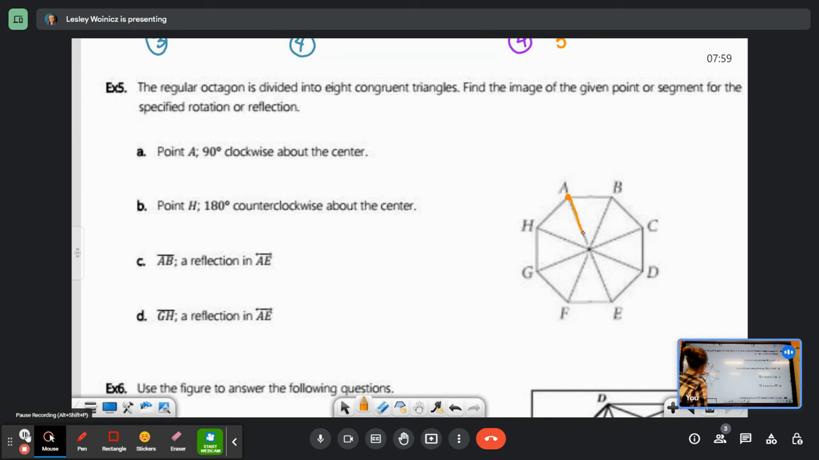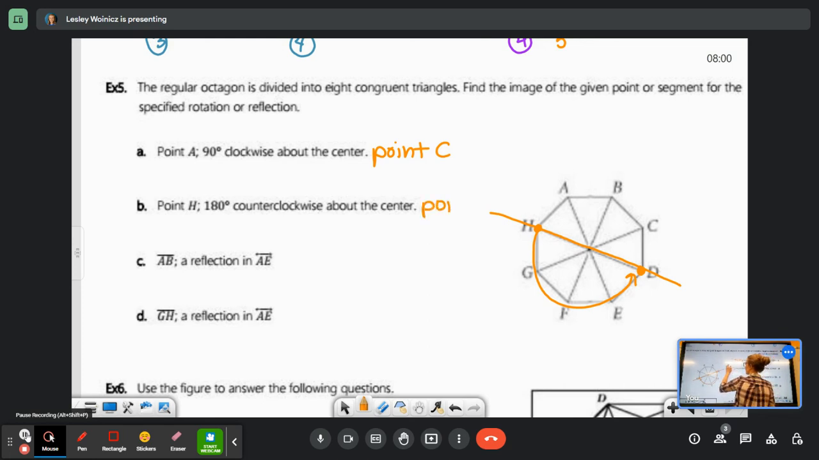So if I make a 90-degree angle and rotate it clockwise, I'm going to land on point C. Okay, next I'm going to do H. I'm going to rotate H 180 degrees counterclockwise about the center. So I'm going to go a full 180 degrees, and I'm going to land on point D. I went counterclockwise.